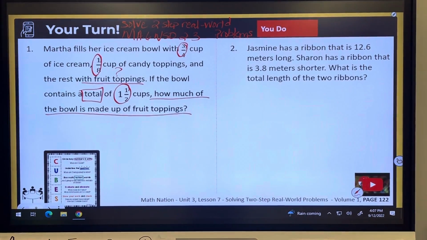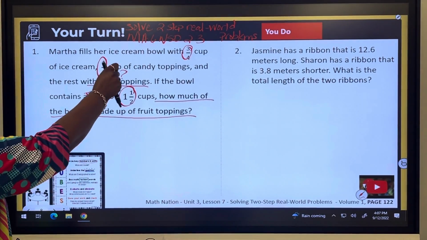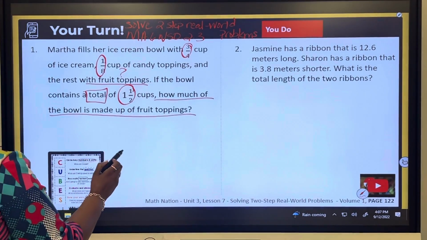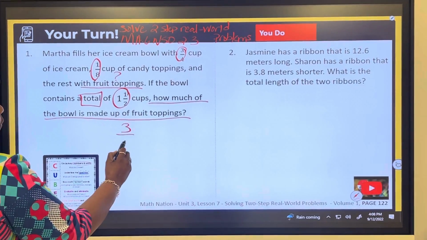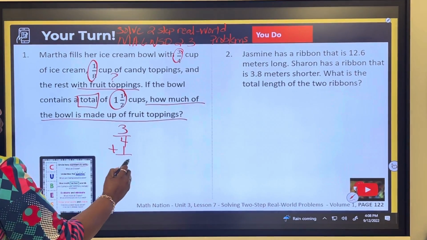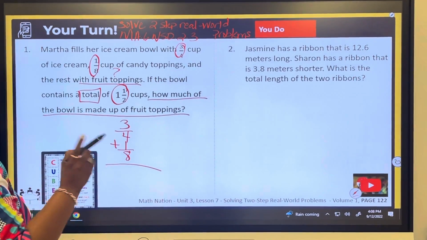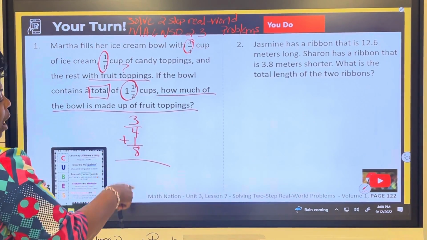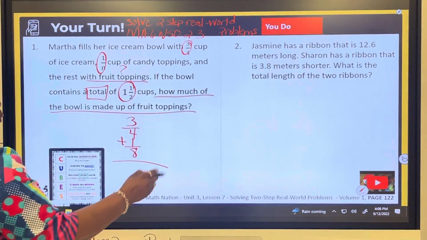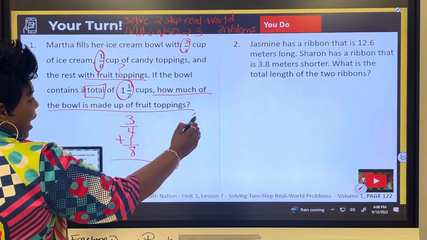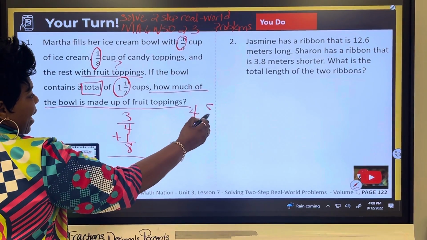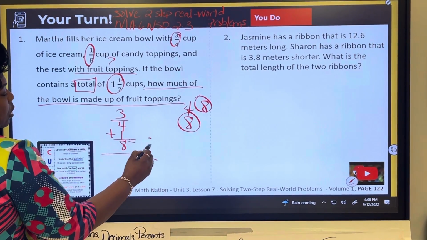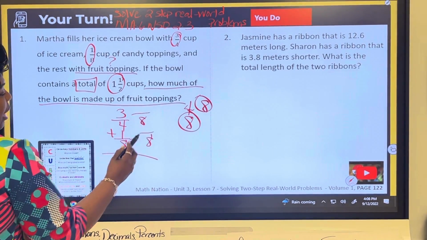So the first thing we need to do is find out how much the ice cream and the candy topping is. So we're going to add those two together. So that's 3/4 plus 1/8. Remember, we cannot add fractions with unlike denominators. So in order to find out what the new denominator would be, we will count by 4 and count by 8. 4, 8, and then 8. We know that 8 is the least common multiple, so our new denominator will be 8.